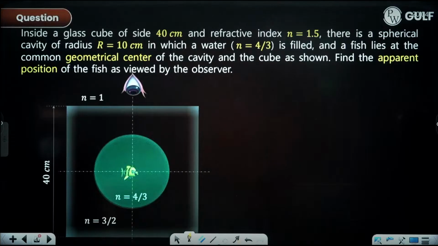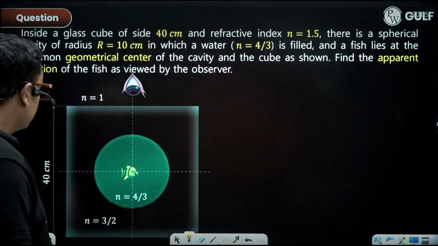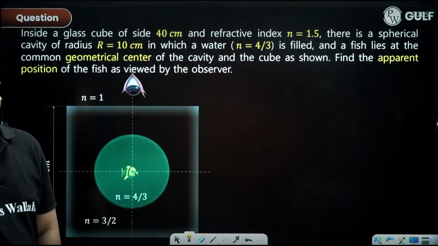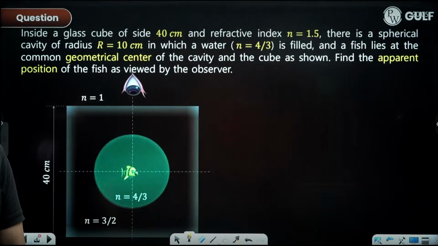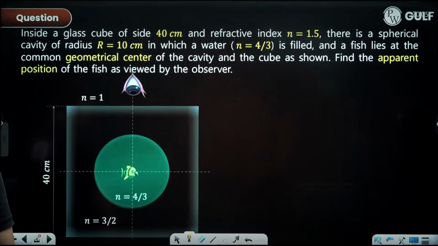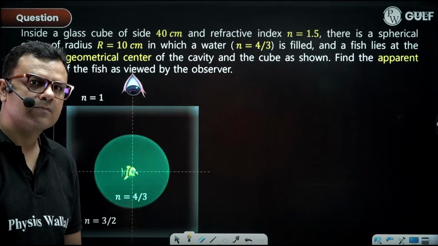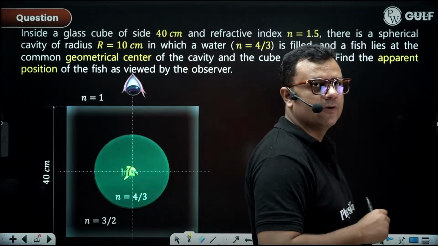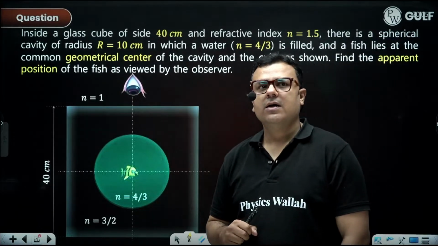Suppose like this is a fish. Ray will come out from this fish. Very interesting one. This question is very interesting and very easy.